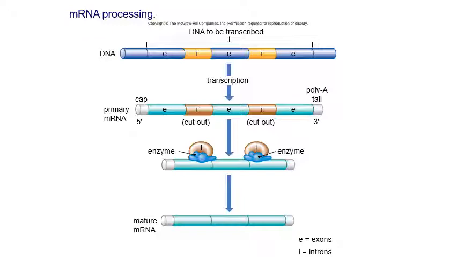All right, so here's what that looks like. Up here we see our DNA. DNA is composed of both exons and introns, exon, intron. And then when we do our transcription to make our mRNA, we still have exons and introns, and we have to cut those out, right? So we use special enzymes here to cut out the introns and stick the exons back together. So now we've got one continuous mRNA transcript that consists only of exons, and the introns have been cut out.